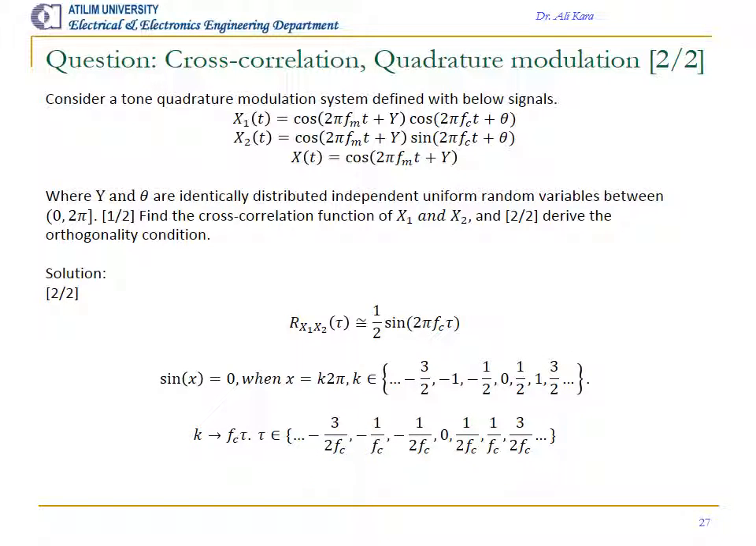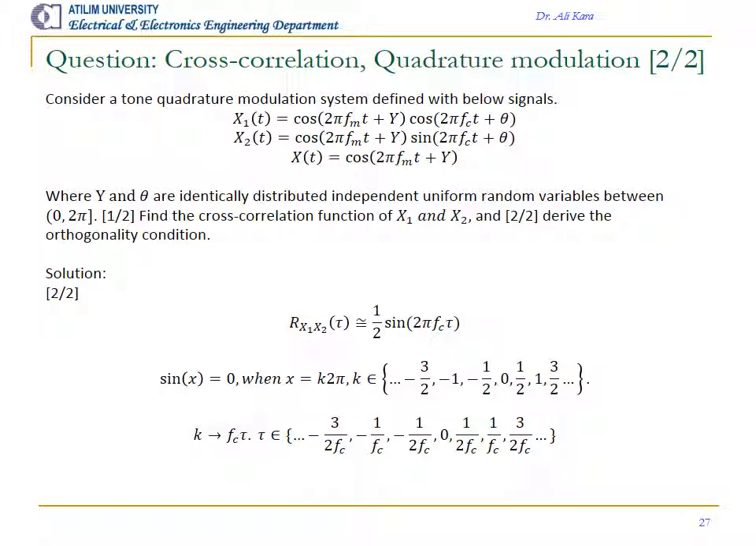Question: cross-correlation, quadrature modulation in two parts. Part 2, consider a tone quadrature modulation system defined with the below signals. x1(t) equals cosine of 2 pi fm t plus Y times cosine of 2 pi fc t plus theta. x2(t) equals cosine of 2 pi fm t plus Y times sine of 2 pi fc t plus theta.